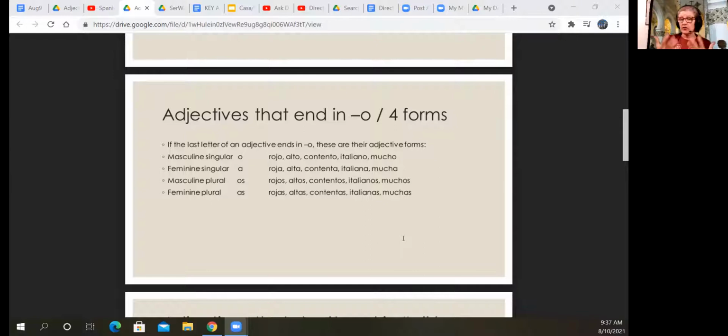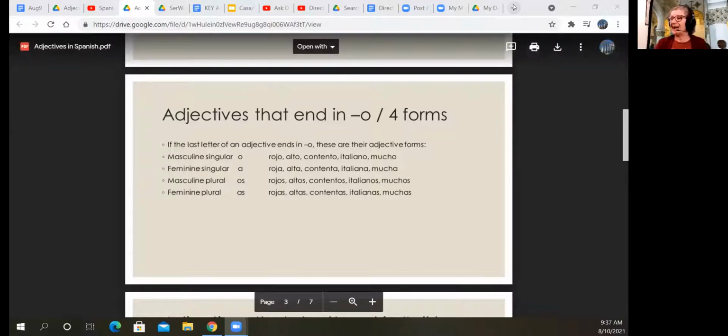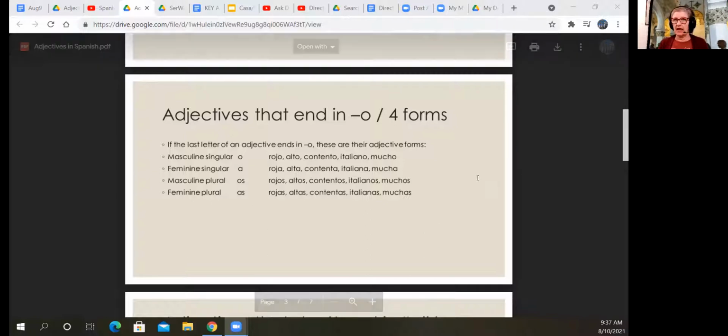So the challenge becomes, how do I find, or how do I use the correct form of the adjectives? So adjectives that end in a letter O in general will go into all four forms. That means masculine singular, a onesie item, masculine plural, two or more, feminine singular, just one item, and feminine plural, okay?